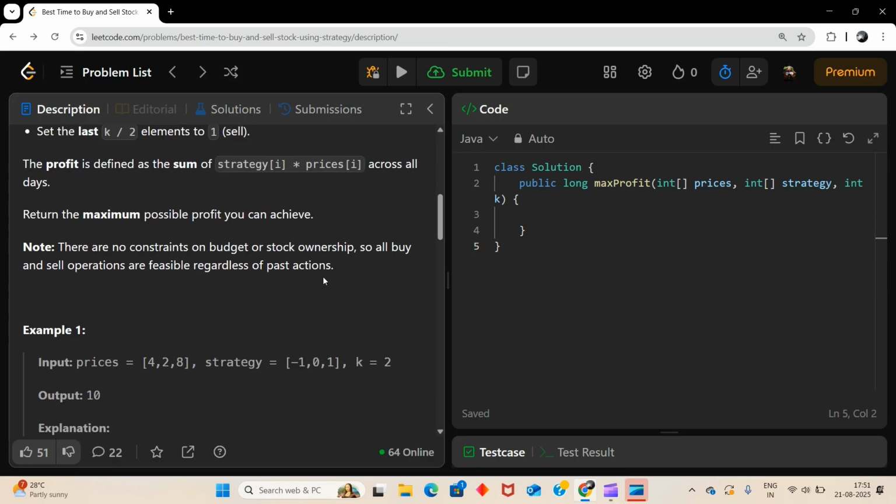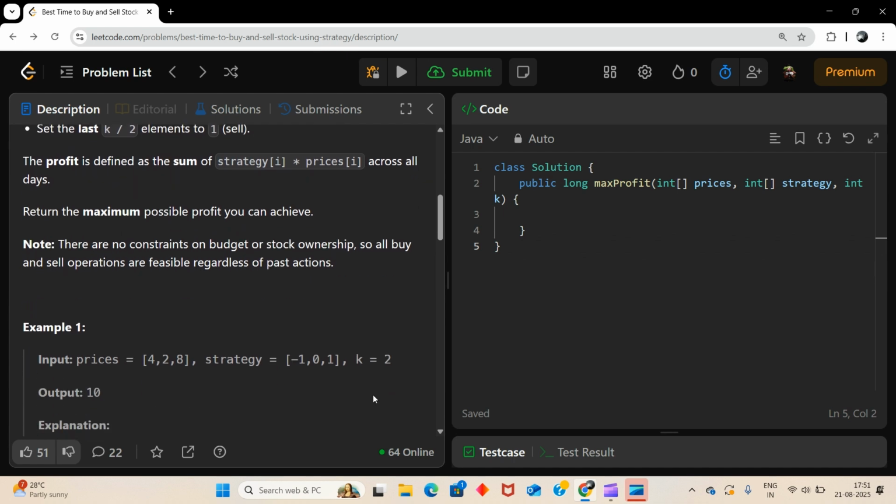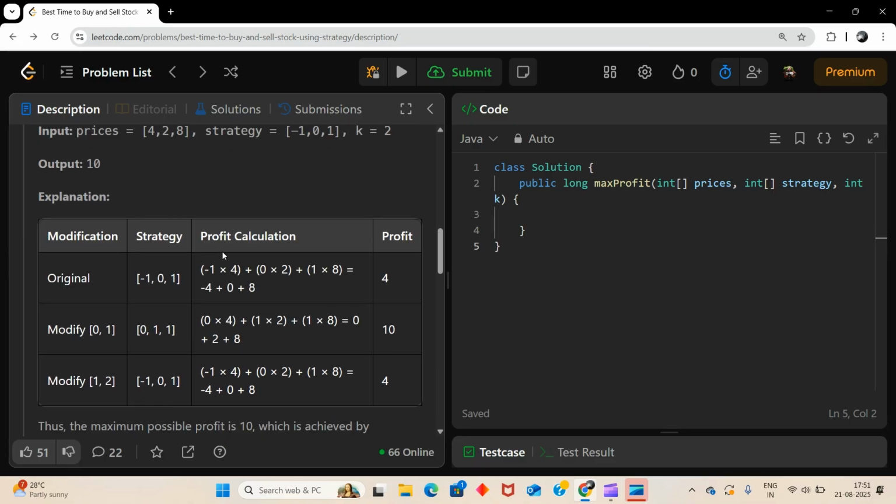Here it is written at most one operation where k is given, so k will always be given. In the sub array of size k, half of the elements' strategy will be 0 and half will be 1. So let's see this example, 4 2 8.